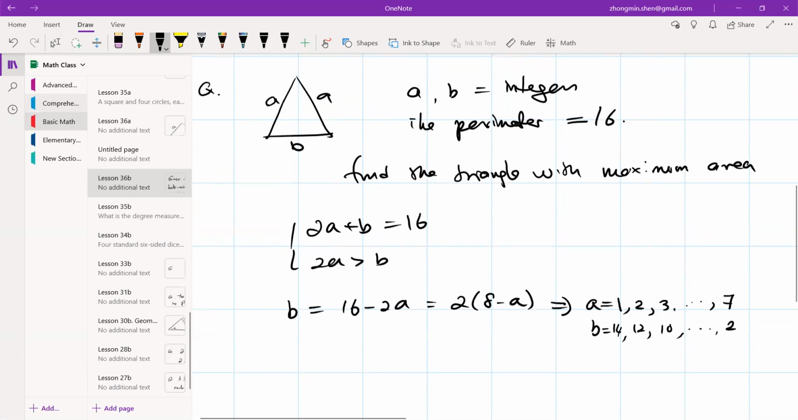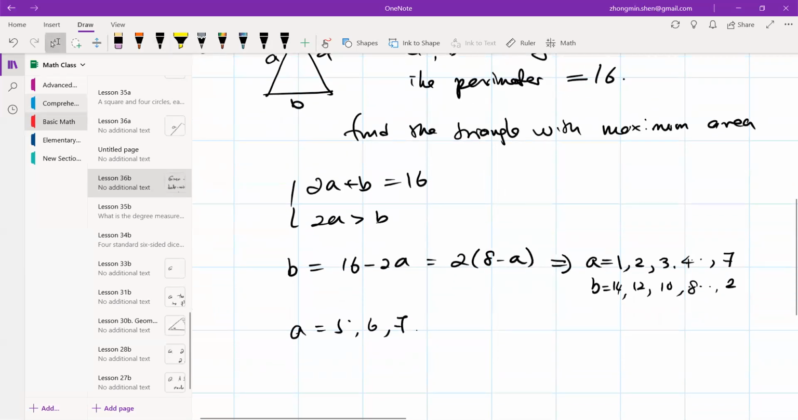Well, it's hard to check from here. So they're somewhere in the middle, right? When a equals 3, and when a equals 4, this will be 8, right? And when a equals 4, 8 minus 4 is 4, it's 8. Then 2a is 8, b is 8. So this is still equal. I think a should be equal to 5, 6, 7. Only 3 solutions, okay?